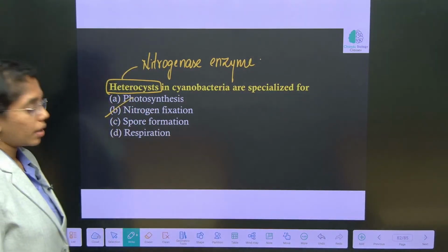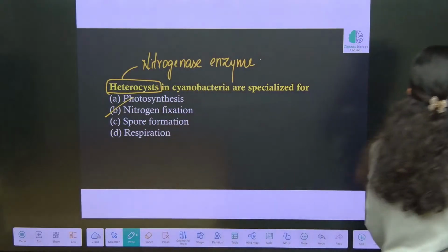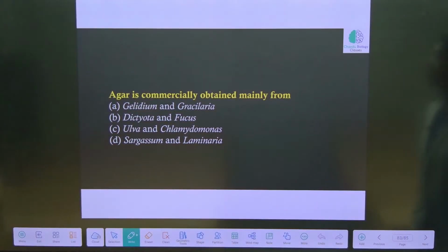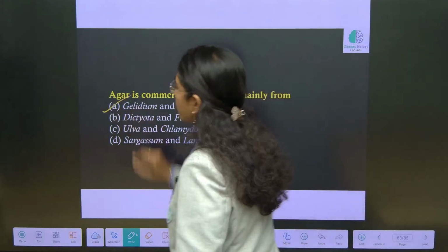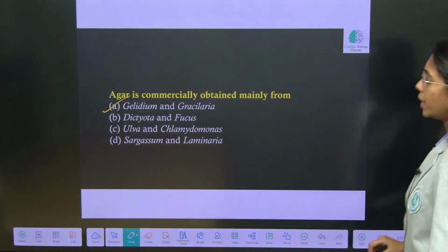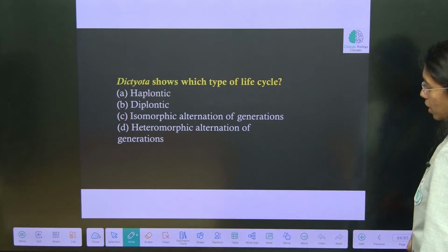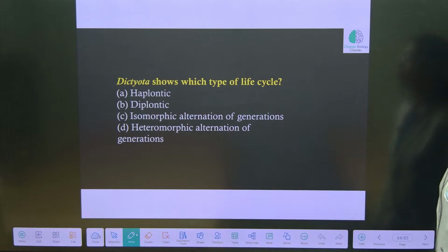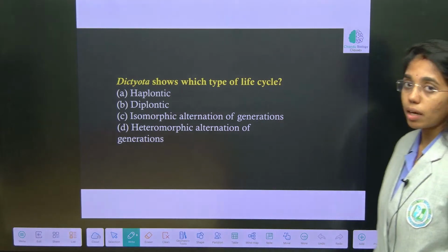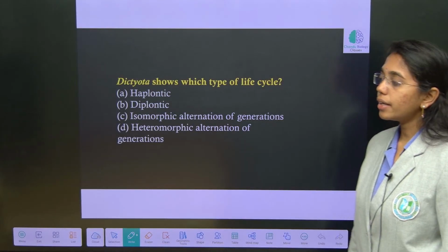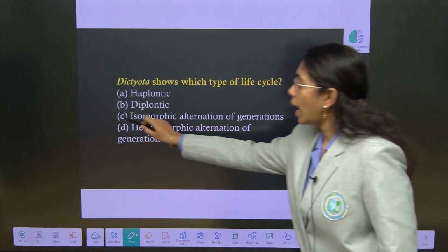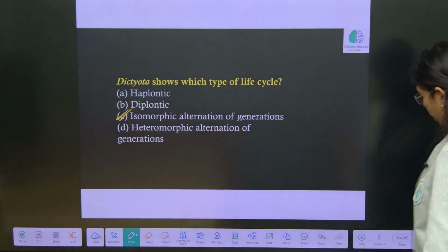Fine. Next, agar is commercially obtained mainly from Gelidium and Gracilaria. Fine, from Gelidium and Gracilaria agar is obtained. Dictyota shows which type of life cycle? In Dictyota, which is brown algae, we have clearly read its life cycle, that it shows isomorphic alternation of generations.